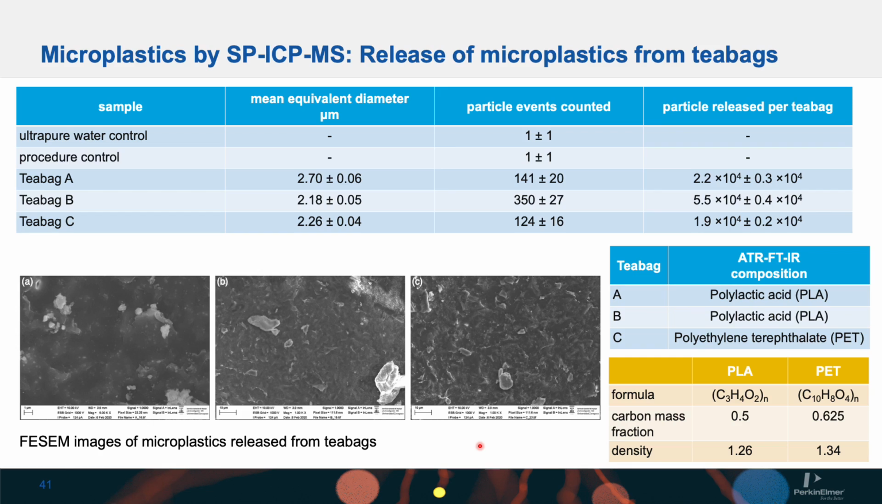The composition of the plastic tea bags determined by FTIR was polylactic acid for tea bags A and B, and PET for tea bag C. Hence, the size of the particles was calculated again as an equivalent diameter, assuming that the particles were spherical and considering the carbon mass fraction and the density of the corresponding polymer.